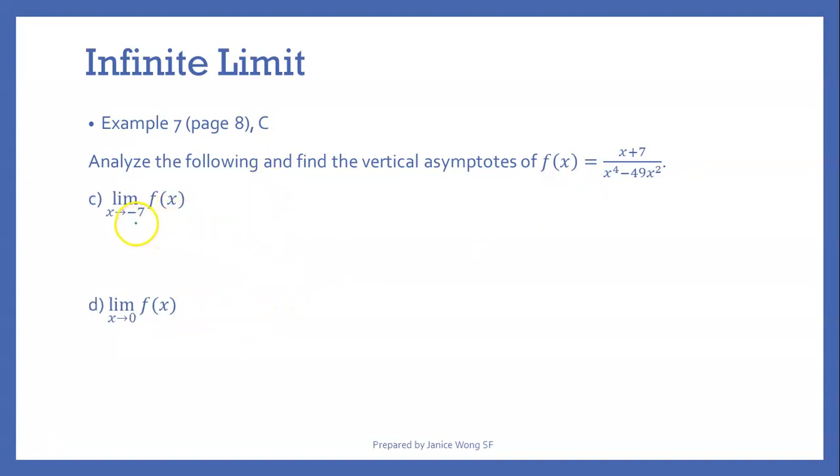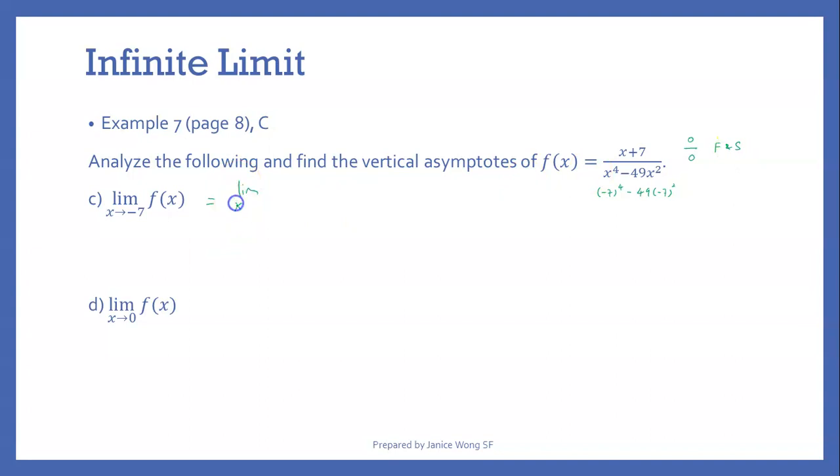Move on, part C. x approaching negative 7 now. Do the direct substitution. Substitute x equals negative 7. Negative 7 plus 7 is 0, over negative 7 to the power of 4 minus 49 times negative 7 to the power of 2. It is 0 as well. 0 over 0 case. The first thing that comes to our mind must be factorize and simplify.